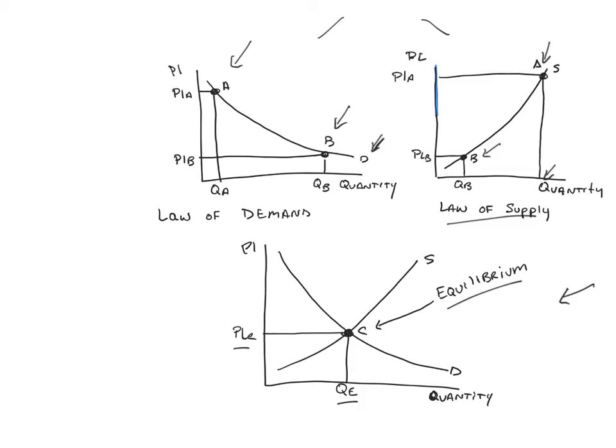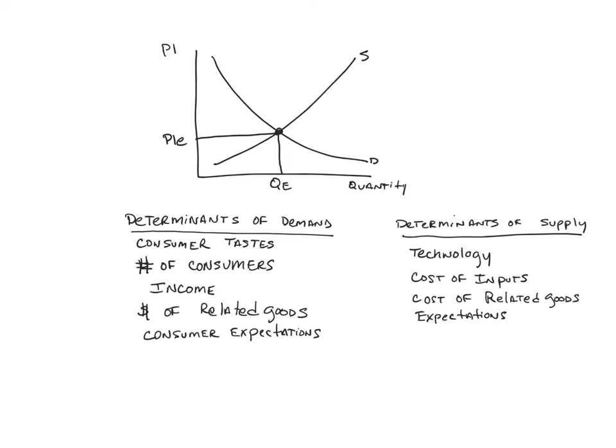Let's move over to the next graph. Now we get into the determinants of demand and supply. Now we're looking at things that actually shift a demand curve to the right or shift the demand curve to the left, like that. That's what we're talking about when we say determinants of demand. Things that will actually create more demand or create more supply or create less demand and less supply.